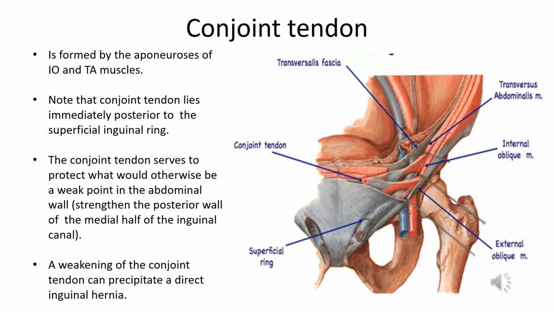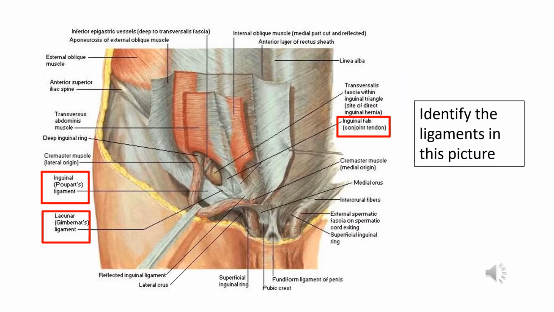the inguinal canal. The position of the conjoint tendon provides additional support to a potential point of weakness in the anterior abdominal wall. In other words, it strengthens the middle part of the posterior wall of the inguinal canal. A weakening of the conjoint tendon can precipitate a direct inguinal hernia. This is another picture showing the inguinal ligament, lacunar ligament, and conjoint tendon.